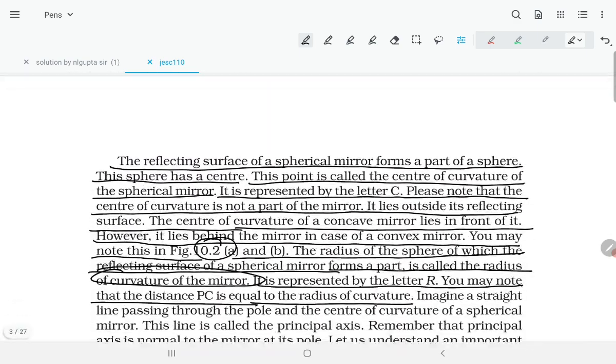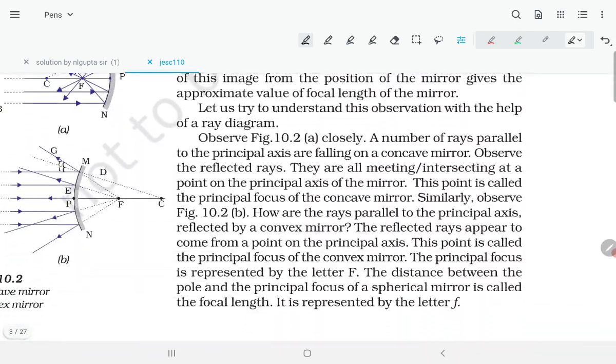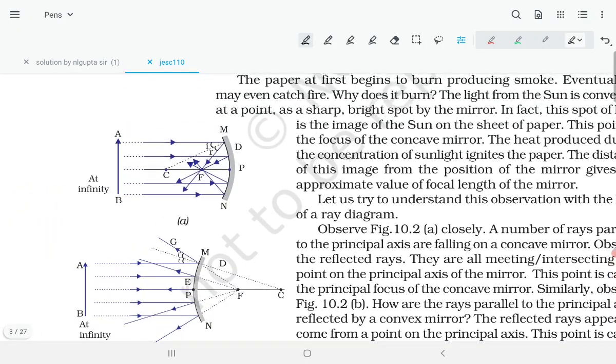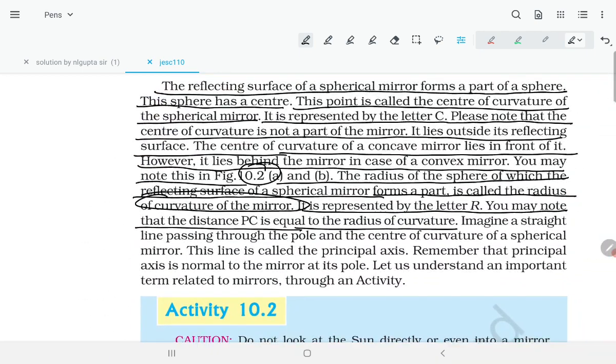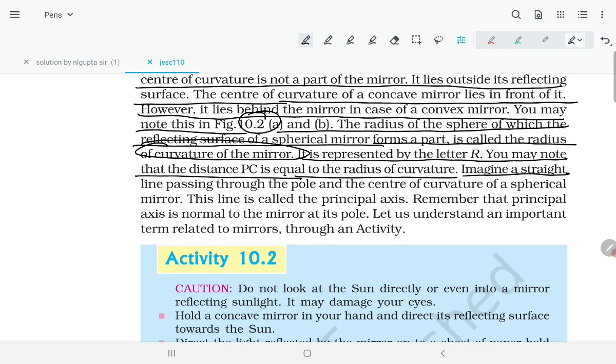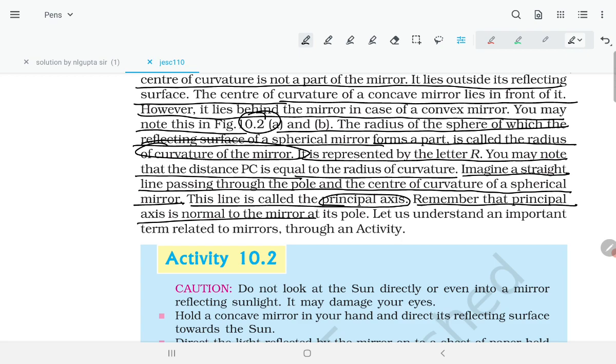So you can go to 10.2, students. So PC, you see, where are the P and C? This. So this is the radius of curvature, students. Right. Now go for the next one. Imagine a straight line passing through the pole and the center of curvature of a spherical mirror. This line is called the principal axis. Remember that the principal axis is normal to the mirror at its pole.